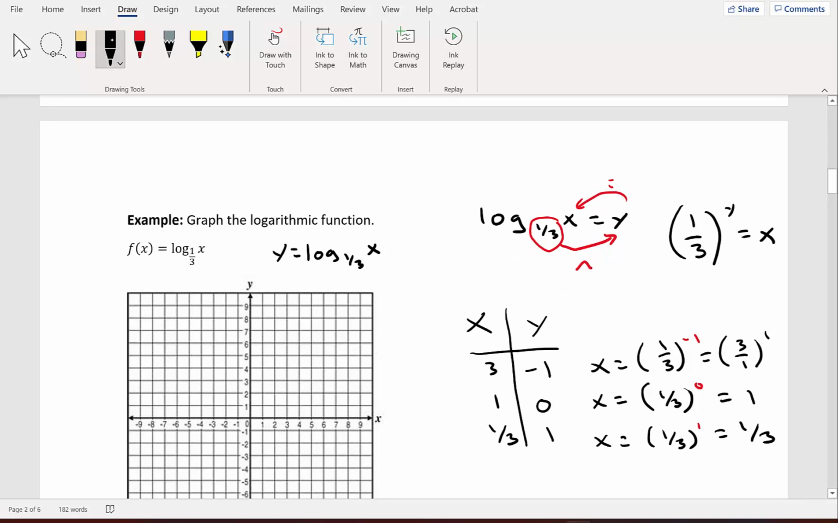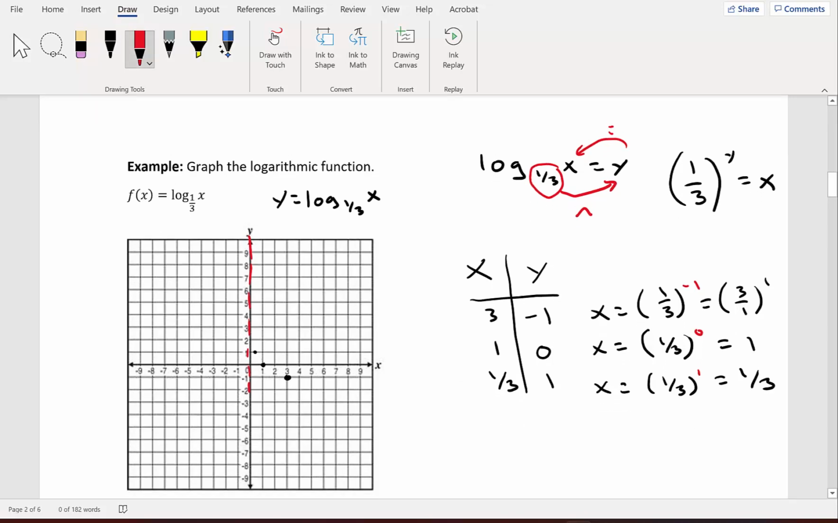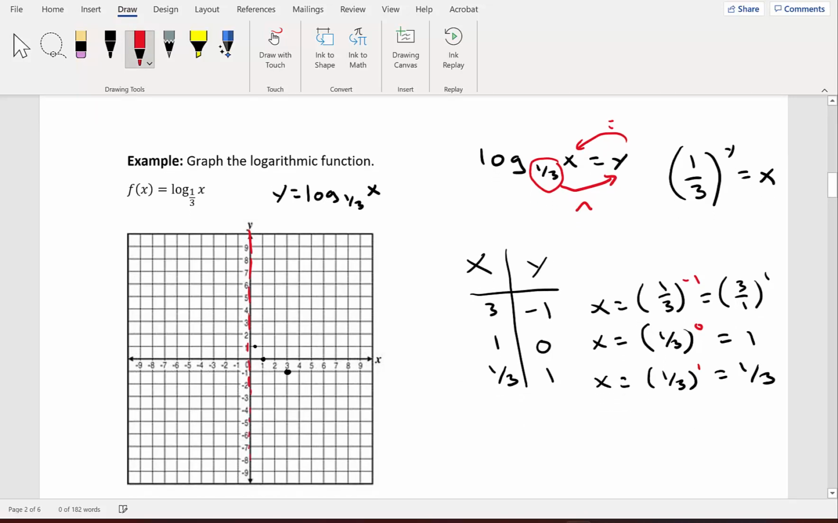So let's go ahead and plot these points, and then we'll sketch our graph. So we have (3, -1), (1, 0), and (1/3, 1). Once again, we still have this vertical asymptote because our x value is never going to be equal to 0, or negative as well. Now sketching our graph, let's connect our points. Let me try to draw that a little bit better. And we get our graph.